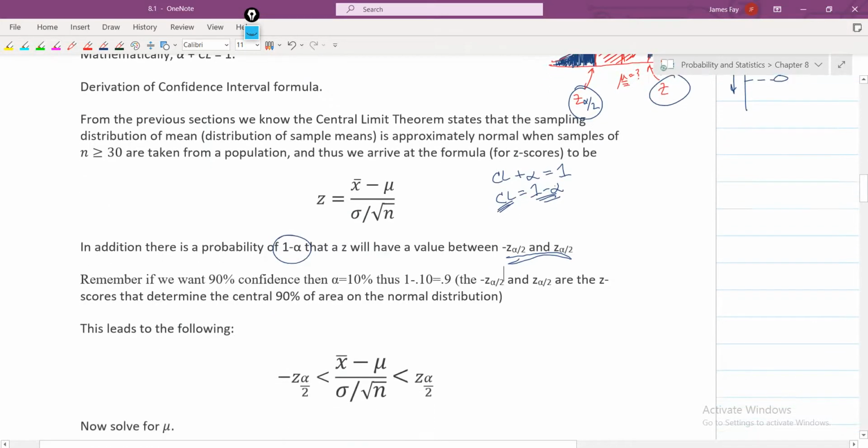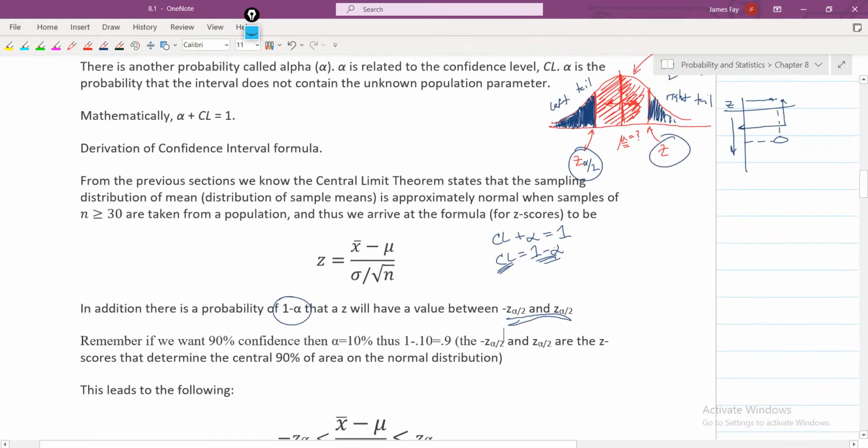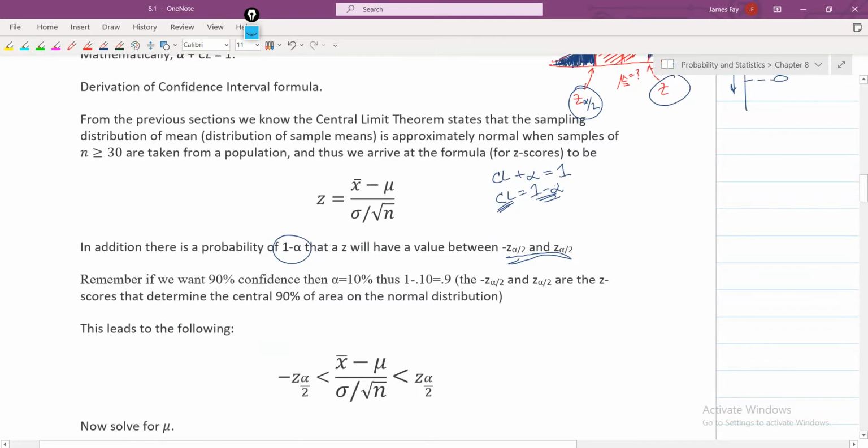So the opposite of z sub alpha over 2 and z sub alpha over 2 are the z-scores that determine the central 90% of area on the normal distribution. Those are the demarcation lines for that central 90% in this case. So it leads to this formula. All our z-scores for our 90% have to occur between that z-score and that z-score.